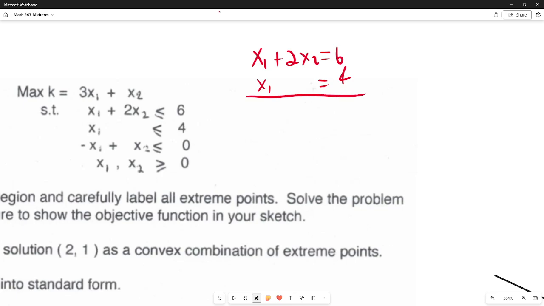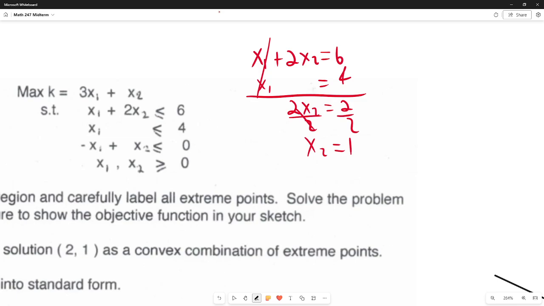So what we can do is subtract the x1s, or subtract the whole thing. We get 2x2 is equal to 2. Divide by 2 on both sides. We get x2 is equal to 1.